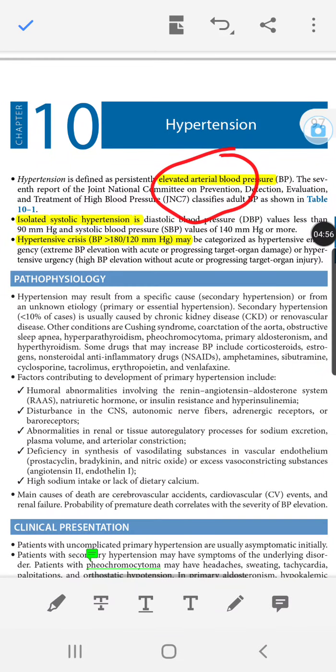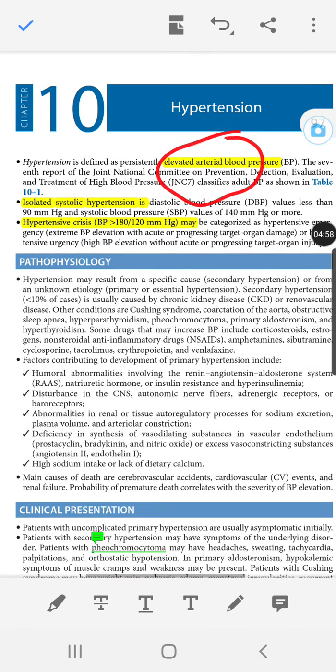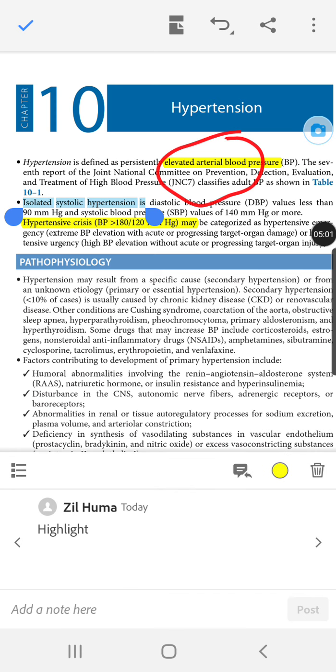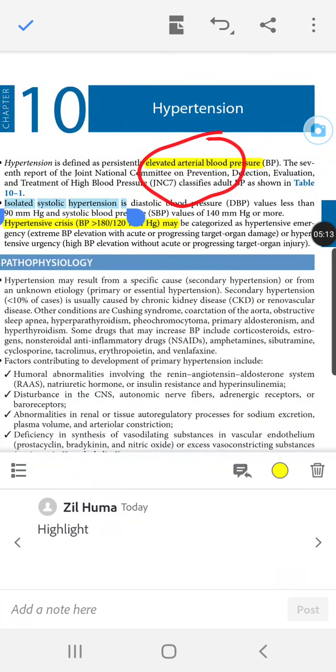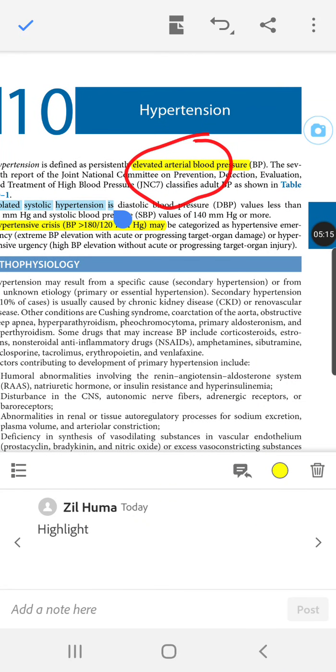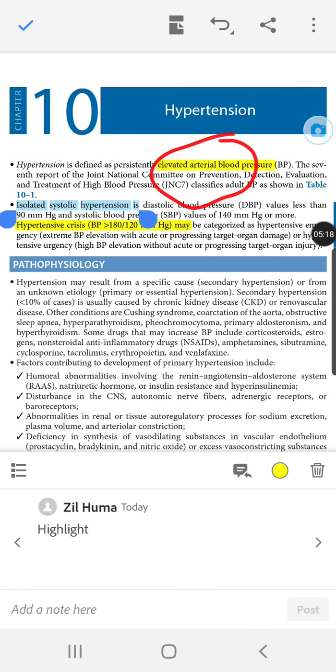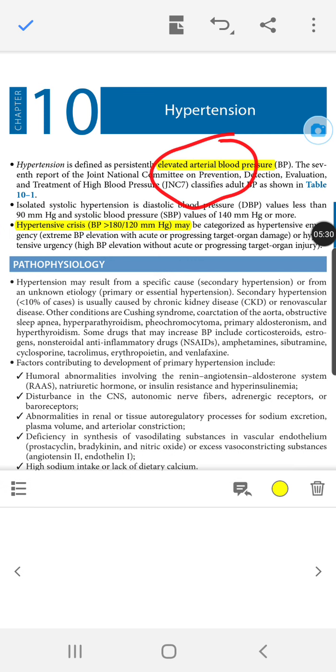So here the two main points are, first, what is isolated systolic hypertension? Isolated means the single one. So isolated systolic hypertension means when the diastolic blood pressure is normal, with a value less than 90, but the systolic blood pressure value is 140 millimeters of mercury or more. It's only the systolic one which is higher.